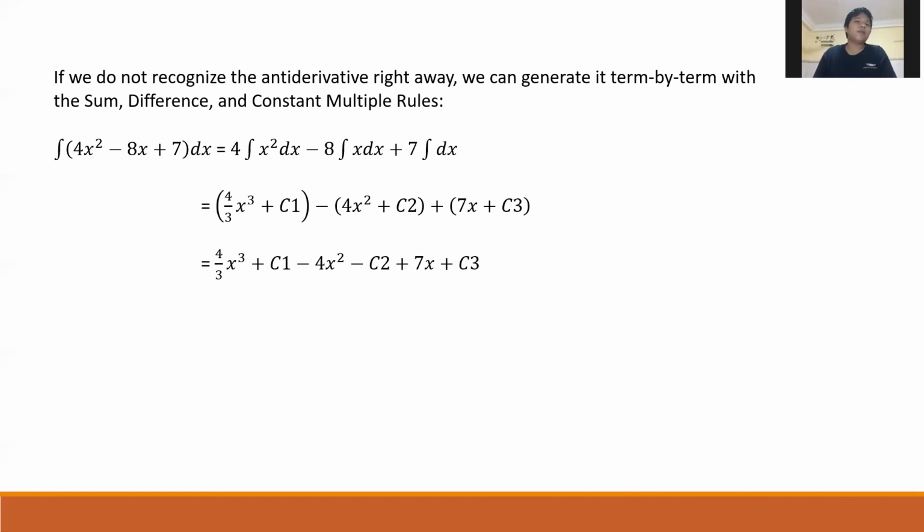So the problem is integral of 4x squared minus 8x plus 7 dx equal to 4 multiplied by integral of x squared dx minus 8 integral of x dx plus 7 integral dx. So we got 4 over 3x cubed plus c1 minus 4x squared plus c2 plus 7x plus c3. And we got the final result: 4 over 3x cubed minus 4x squared plus 7x plus c, which is the same result as the general antiderivative I mentioned before.